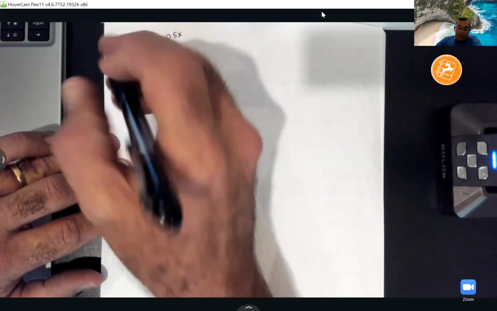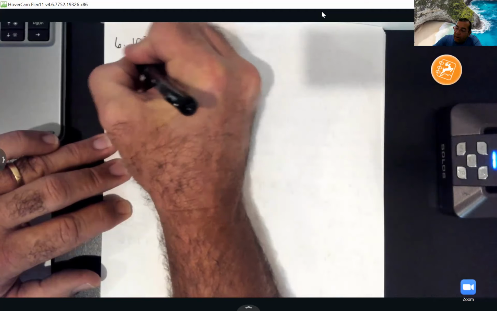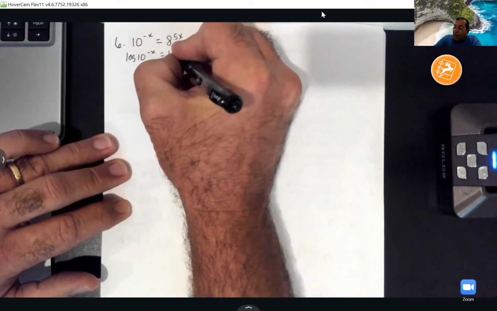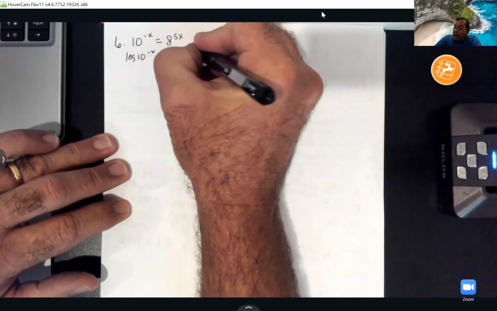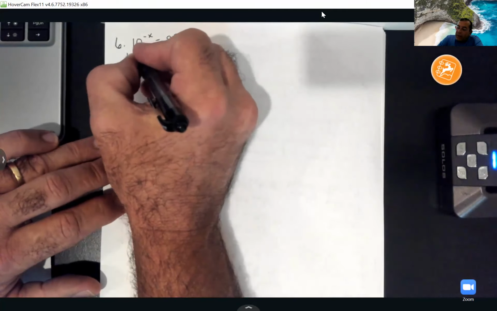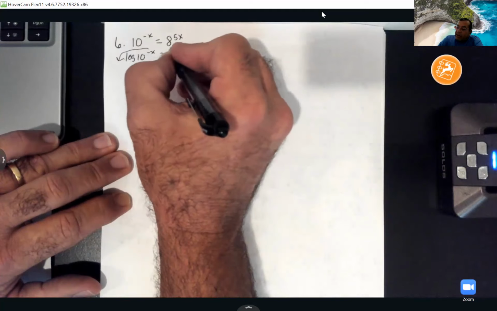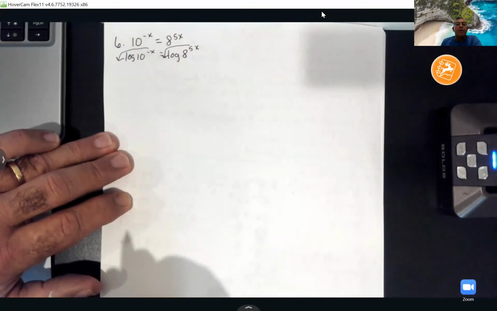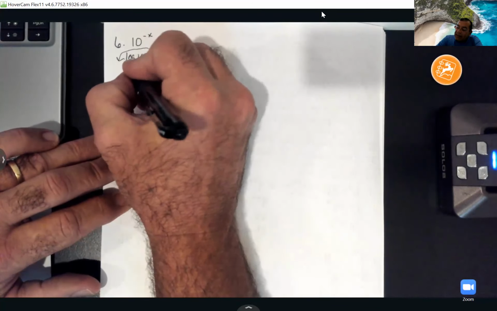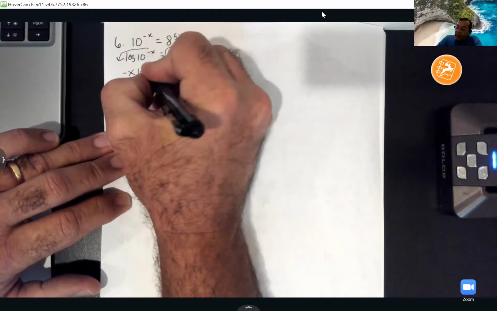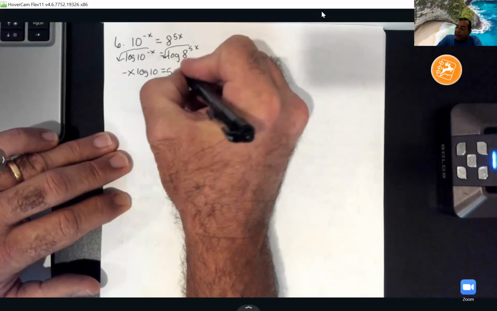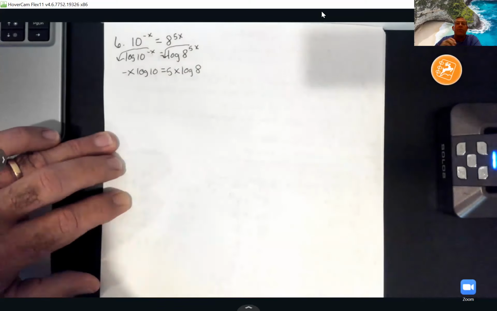them exponents brought down. So we'll do our log of 10 to the negative x. That's going to equal our log of 8 to the 5x. All right, so we did that so that we could bring our exponents on each side down to the front. So all you get is negative x log 10 over here. That's going to equal a 5x log 8 on the right side.